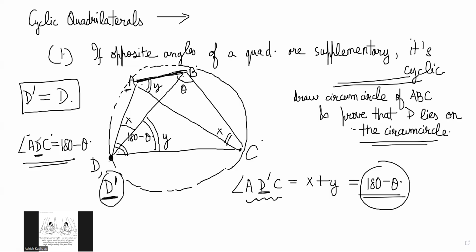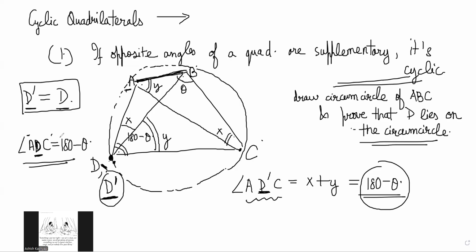A and C are fixed. Only the third point is the one that is varying, right? The angles are the same. D dash and D must coincide. Do you understand what I'm saying? Yes, sir. You cannot have another point which is separate and makes the same 180 minus theta, no? That will just coincide with the D point. So if there was already a D point which makes 180 minus theta, that means D dash is the same as D then.